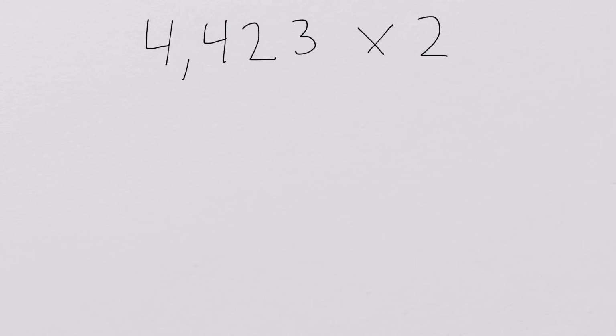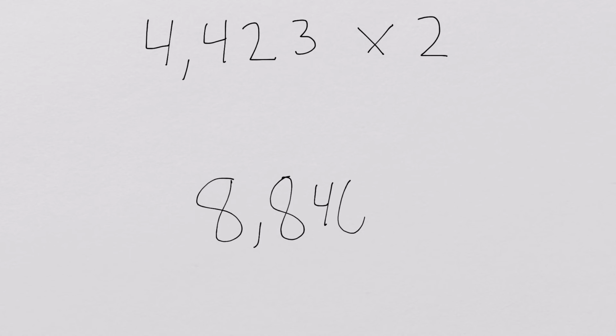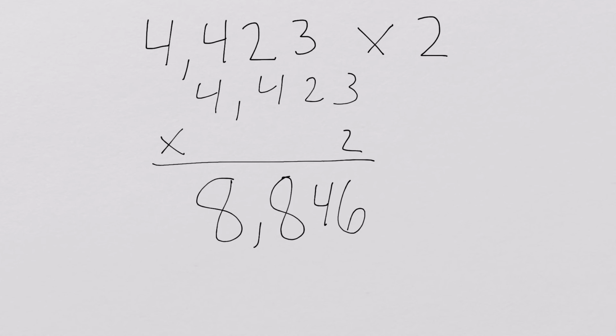Make sure you pause the video if you haven't done so yet. Well, our answer is going to end up being 8,846. Because if we had written it out properly, we would have had the 2 here, 4,423, and then we have 2 times 3 is 6, 2 times 2 is 4, and then 2 times our 4s would have gotten us 8 and 8 respectively.